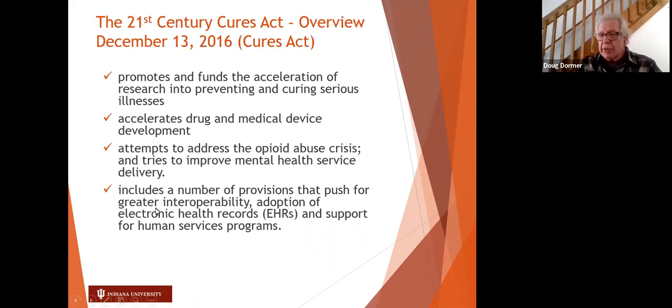And finally, when we look at the overview of the Cures Act, it included a number of provisions that push for greater interoperability, adoption of electronic health records, and support for human services programs. I have to tell you, I'm still not quite sure what that support for human services programs was. And notice that consumer health informatics as such was not expressly called out, but you'll see that it has a huge impact on the opportunity and the requirements for the 21st Century Cures Act. And also, as you'll see, there was a lot more in this. It's an amazing accomplishment, this Cures Act.